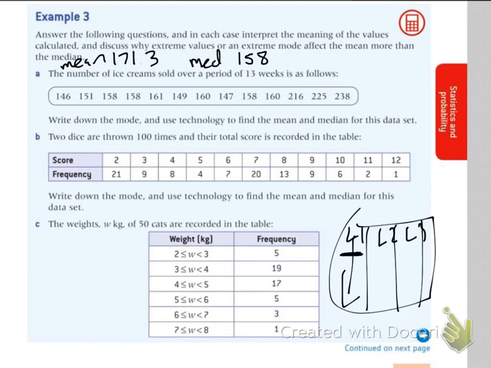This time, I want you to put the score in. Go to Stats, Edit List, type in 2, 3 through 12 on list 1, and then 21, 9, 8, 4, 7, etc. on list 2. So going down list 2.